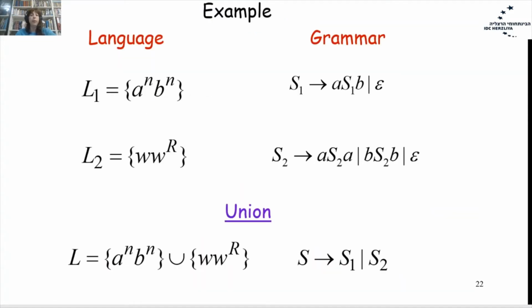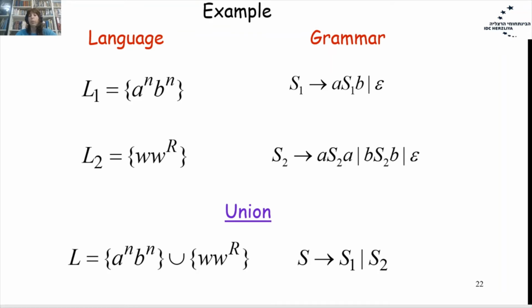We are given language L1, a to the power of n, b to the power of n. The grammar will have the following rules: S1 derives aS1b or epsilon. Language L2 will be w w reverse. S2 derives aS2a, bS2b, or epsilon. The union of those languages is the new language L: a to the power of n, b to the power of n, union with w w reverse.